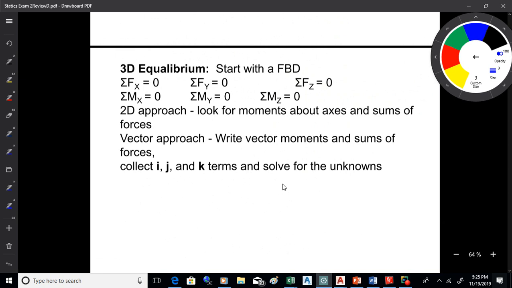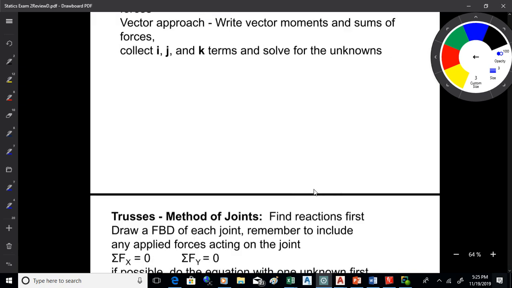3D equilibrium, we got 7 equations there to use. You can use either a 2D approach or more of a vector approach.